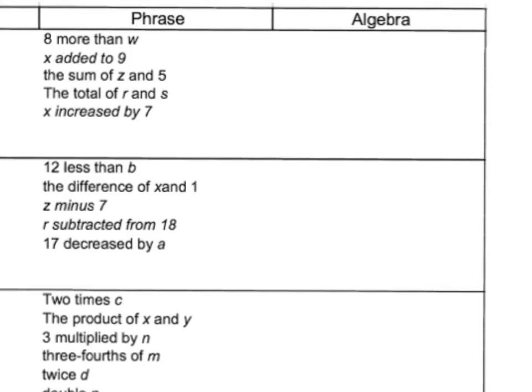Now, last one for the subtraction that we have here. 17 decreased by a. Decreased means to subtract as well. I don't see any turnaround words here, so we're just going to do it in the order that we see it. So 17 decreased by a.